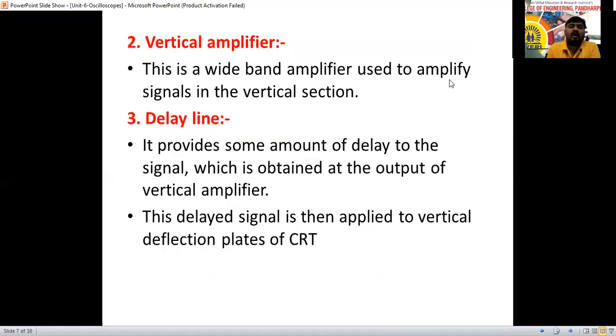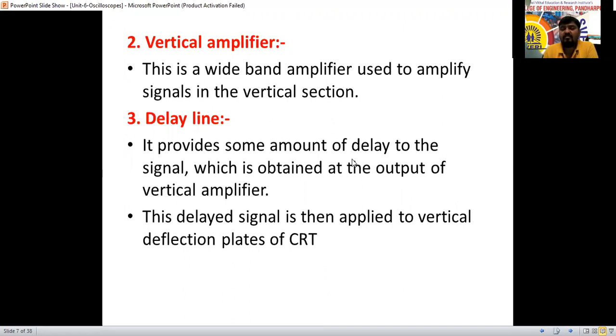Next, we have used a vertical amplifier. To amplify the vertical signal, we are going to consider the vertical amplifier. This is a wide band amplifier used to amplify signals in the vertical sections. And whatever the positioning is there, we are going to call it the delay line. It provides some amount of delay to the signal.